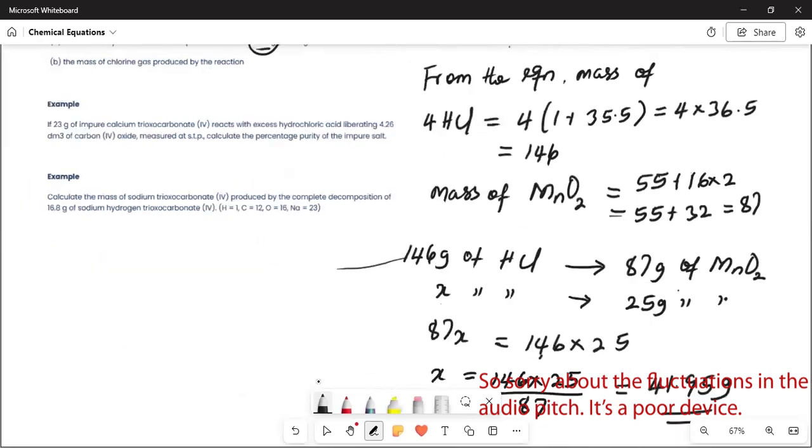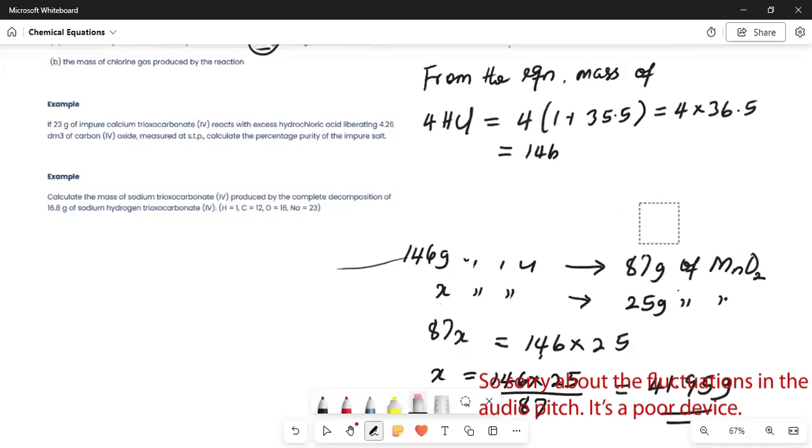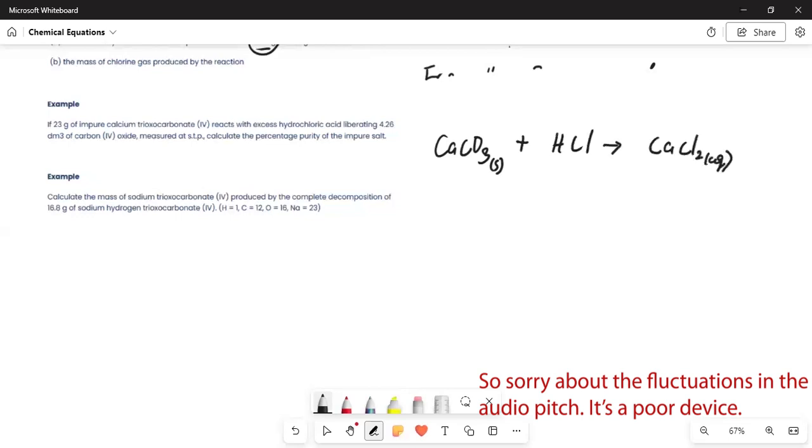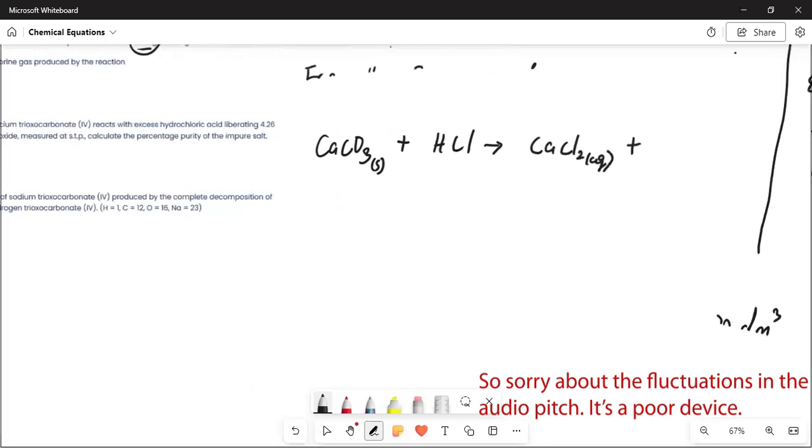25 gram of impure calcium trioxocarbonate(IV) reacts with excess hydrochloric acid, liberating 4.26 dm3 of carbon(IV) oxide measured at STP. So 25 gram of impure calcium trioxocarbonate(IV) reacts with excess hydrochloric acid. Calcium trioxocarbonate(IV), the solid, reacts with hydrochloric acid. That is going to give us calcium chloride, aqueous, plus water and carbon dioxide. Carbon dioxide gas, then water liquid.